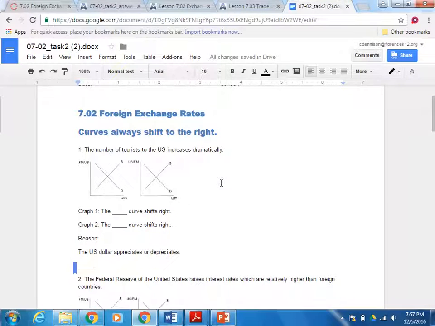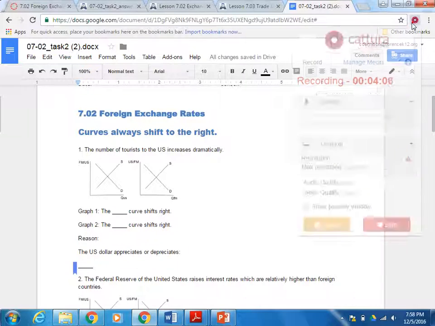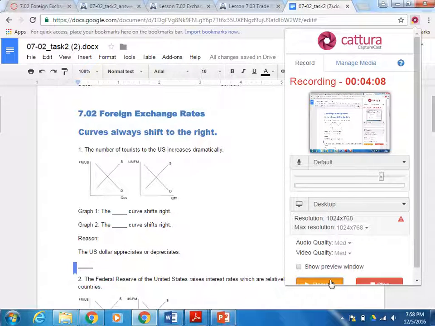There's now an increase in demand for US dollars. So if we go back to our PowerPoint, an increase in demand for a type of currency appreciates its value. So the US dollar appreciates. Okay, let's go down to number 3.